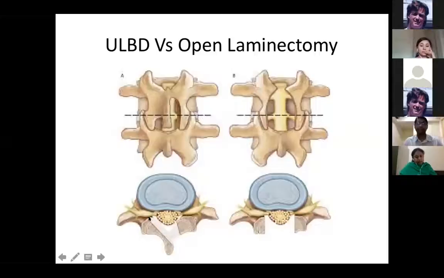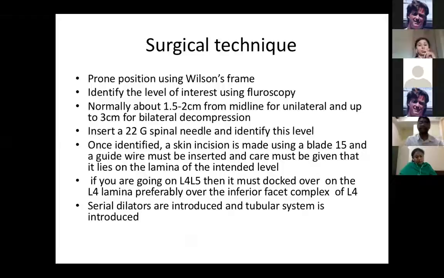So the surgical technique, I'll just go very, very quickly through it. Same position, prone position. We identify the level of interest using fluoroscopy. Normally, we go about 1.5 to 2 centimeters from the midline for a unilateral, and we can go up to 3 centimeters for bilateral decompression. We insert a 22-gauge spine needle and identify this level. Once identified, the skin incision is made, and then we pass it.